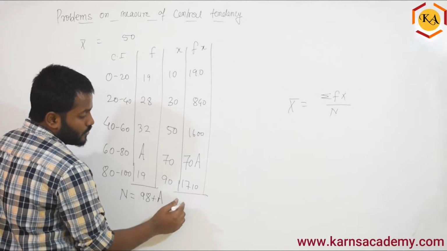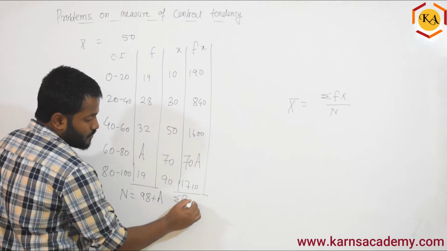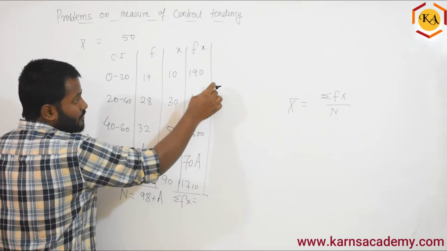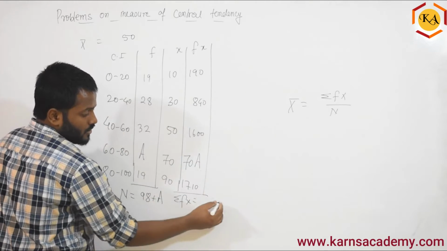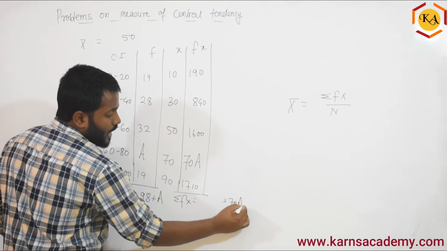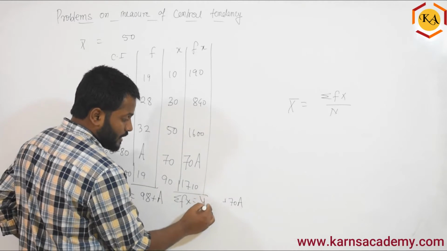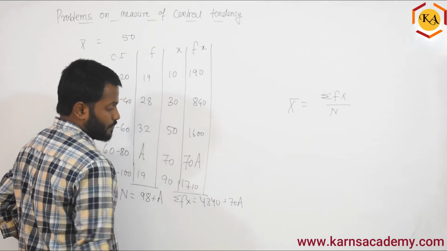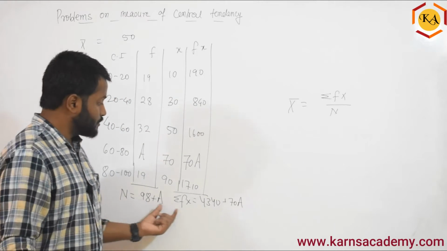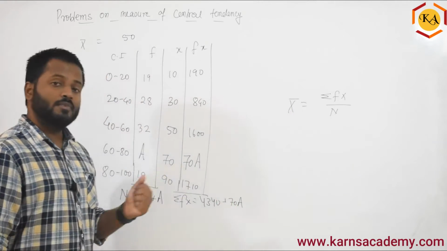At last, what are you going to do? Summation fx, if you find, add all the values except this. So you will get whatever you add, plus 70a. So if you add this, you will be getting 4340. Now let's substitute all the values here and find out what is a.